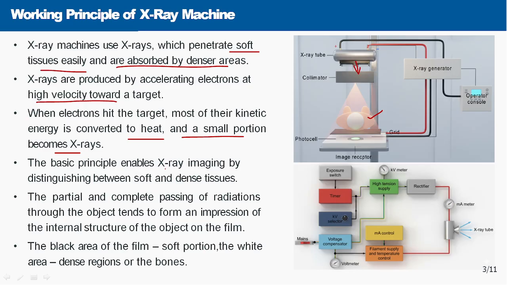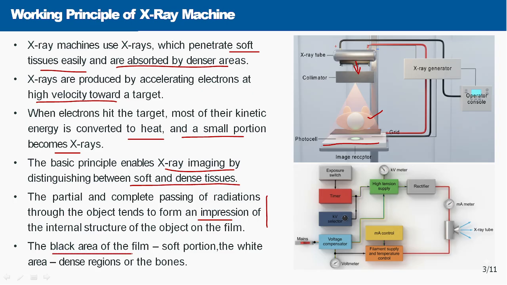So the basic principle enables X-ray imaging by distinguishing between soft and dense tissues, because we have different atoms at different areas. So they have different atomic masses, and as they have different atomic masses, their properties of absorption of X-ray are also different, and as the absorption property differs, we get different contrast images on this photographic film. The partial and complete passing of radiation through the object tends to form an impression of the internal structure of the object on the film, which is placed behind the patient.